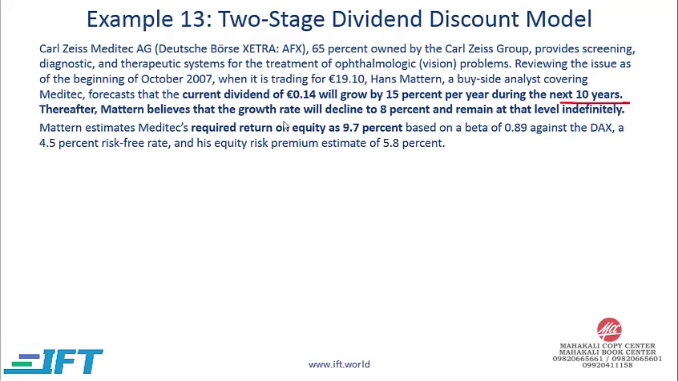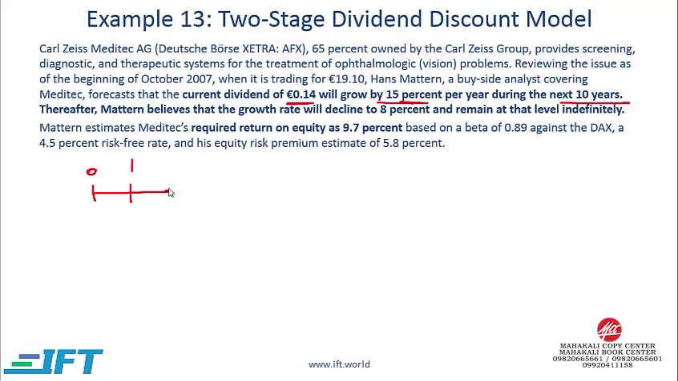So I'm going to emphasize the concept, and then if you've understood the concept, then you'll be able to do practice problems. So you have a particular company, and here is what you are told. The current dividend, so at time 0, we are given a D naught of 0.14, and we are told that this will grow at 15% for 10 years. So what does that mean?